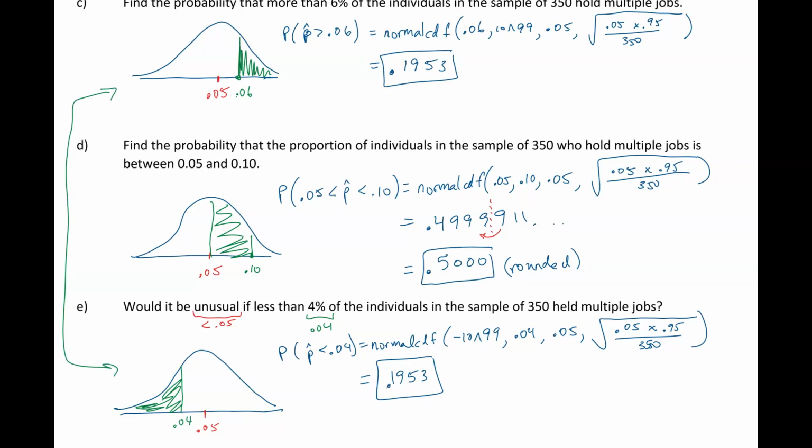Though we are asked now, that's not actually the answer to the question. Would it be unusual? And so we say, since 0.1953 is in fact greater than 0.05, it is not unusual. Unusual, I spelled that wrong. All right, so I hope that last example helps clarify 7.4 and just put it all together for the exam.